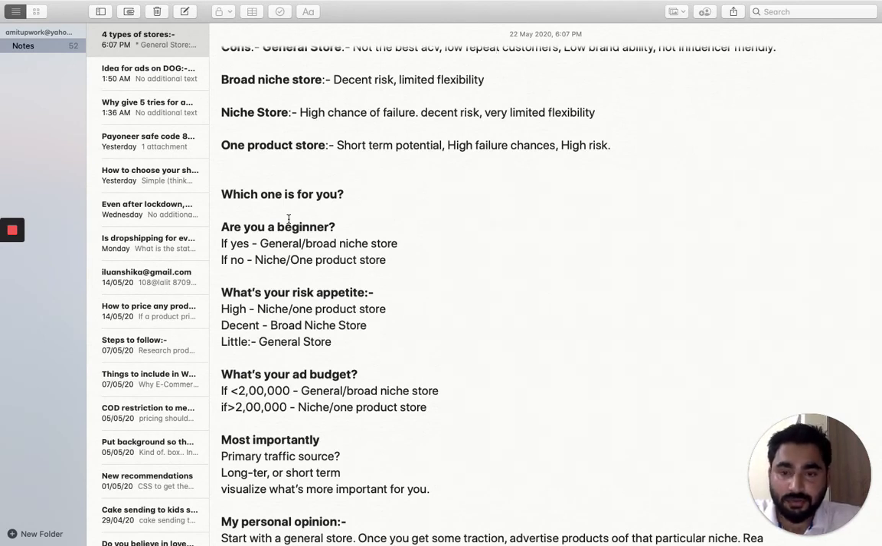And visualize what's more important to you, whether it's quality or quantity. If you prefer quality, then go with a one product store. If it's quantity, go with a general store. And my personal opinion is to start with the general store, and once you get some traction, advertise products in that particular niche, and reach out to more and more people and sell more and more of your products.